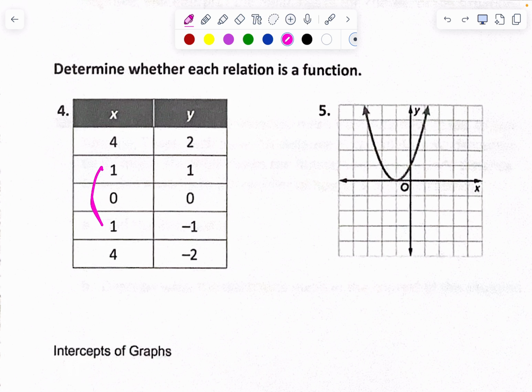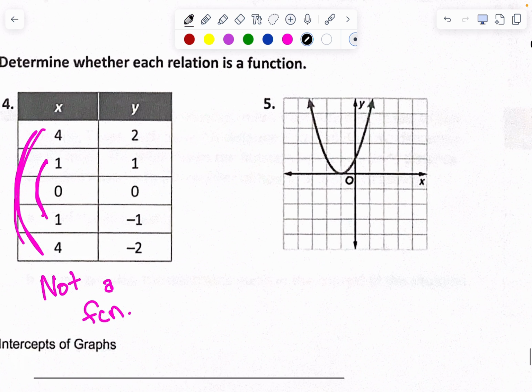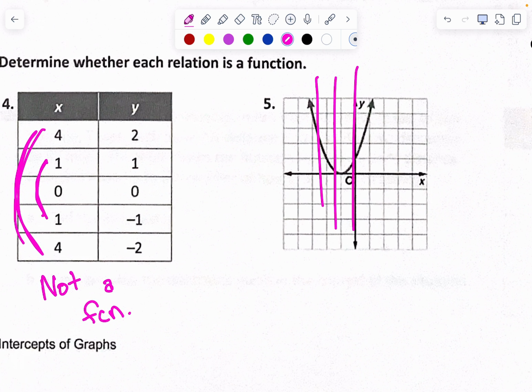No. Nope. These two screw it up and these two screw it up. So not a function. Or you can just put no. Okay? Number 5, what do we use to judge that? The vertical line test. Will it touch more than once?